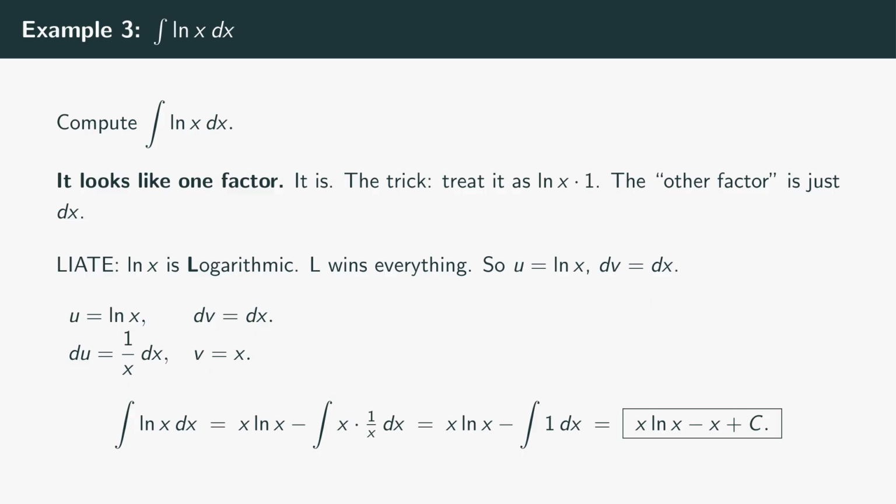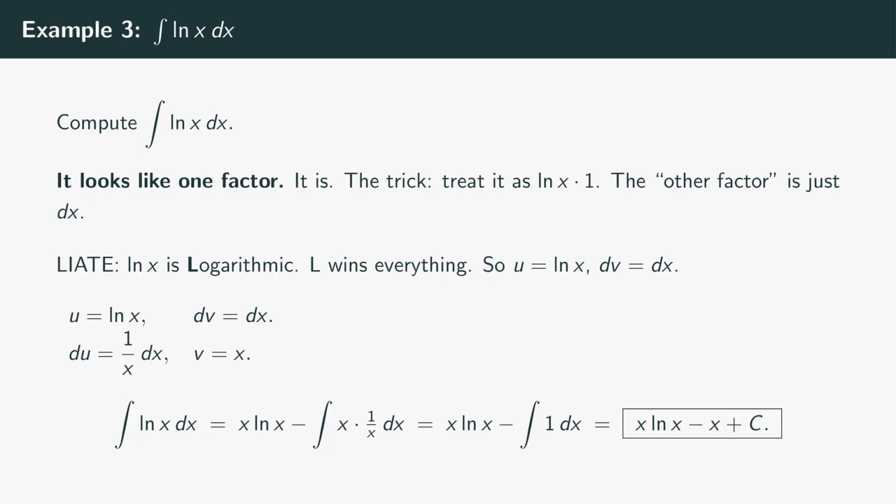The natural log of x is logarithmic. L, the top of the list. Whatever the other factor is, L beats it. So u equals the natural log of x and dv equals 1 times dx, which is dx. Build the table. u equals the natural log of x, so du equals 1 over x dx. dv equals dx, so v equals x. The antiderivative of 1 is x.